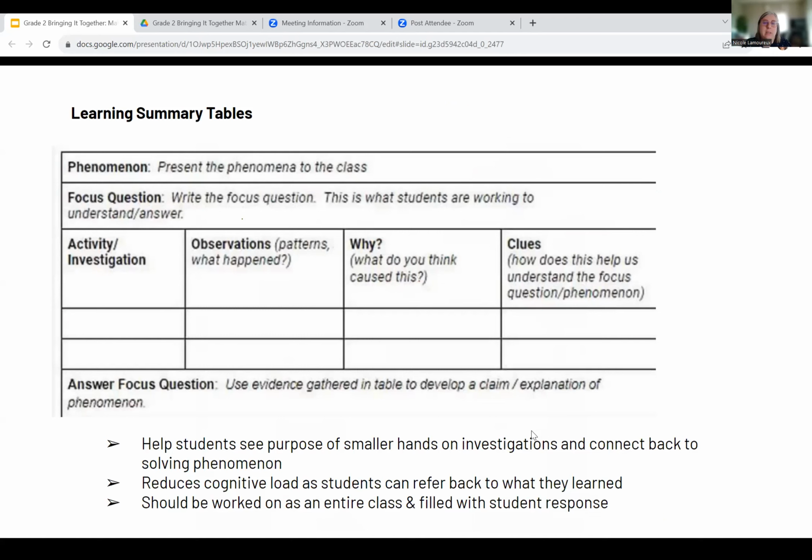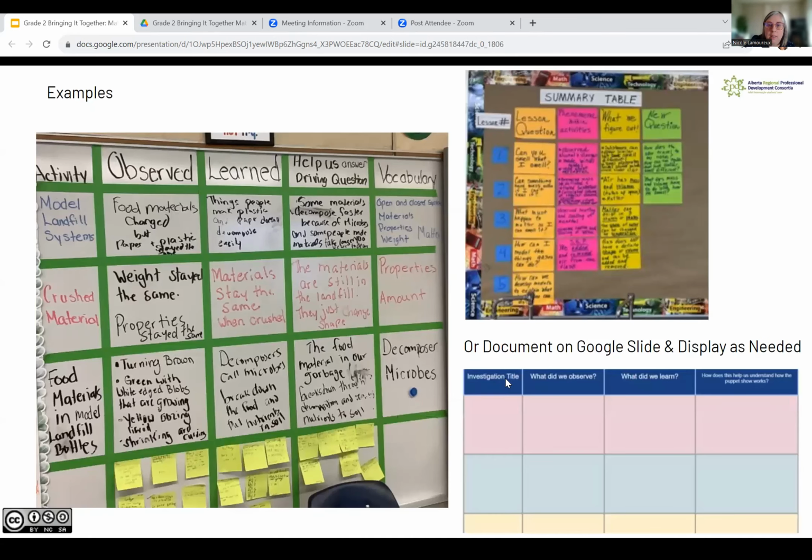So one of the criticisms in the research for project-based learning and things like this is the tax on students' cognitive load. So one of the things that you'll see, and it's been modified slightly for grade 2, is a learning summary table where they have the opportunity to consolidate their learning and synthesize things that they've learned. So for example, when they do a small investigation, you have the activity, what did we observe? What did we learn from that? And how does it help us answer the driving question?